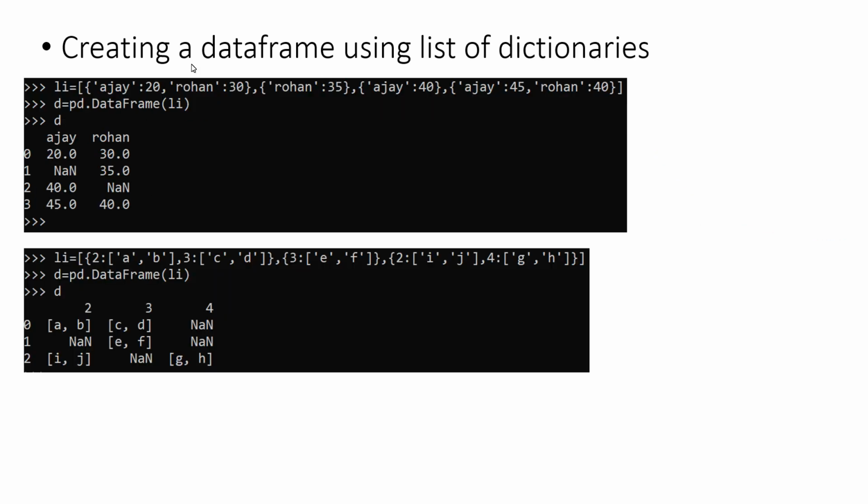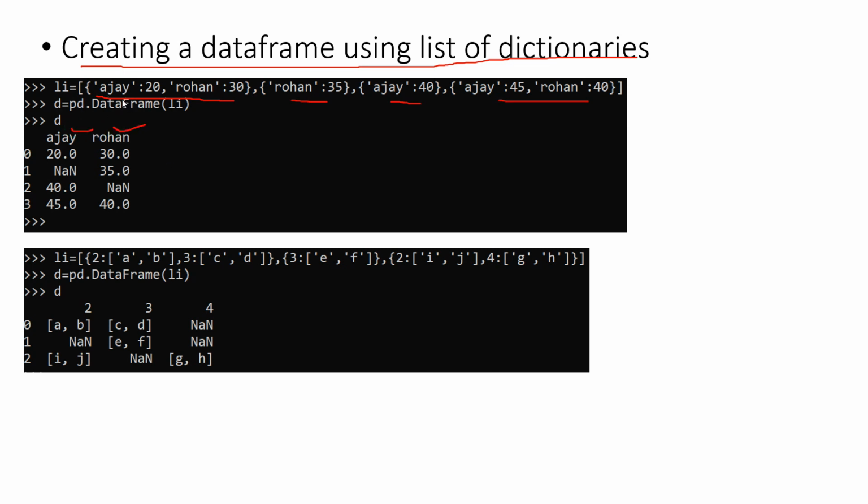Next is creating a data frame using a list of dictionaries. This is a little bit complex. You need to understand this. Here I am declaring a list which consists of dictionaries as items. So the first item, second item, third item and the fourth item. Here each item of the list will be treated as a row. Is that clear? And always remember that whenever we are using a dictionary, the key will always be treated as the column name in the data frame.